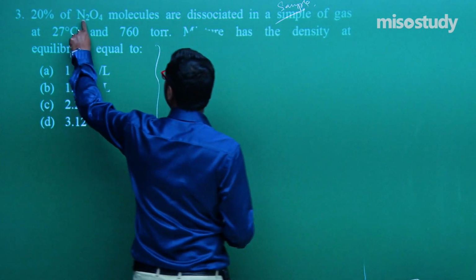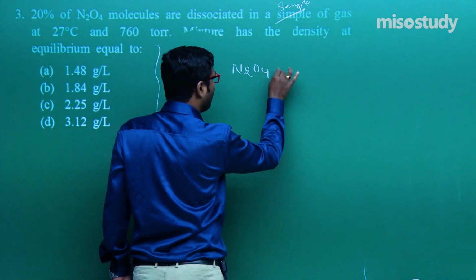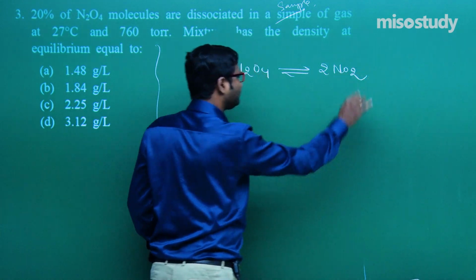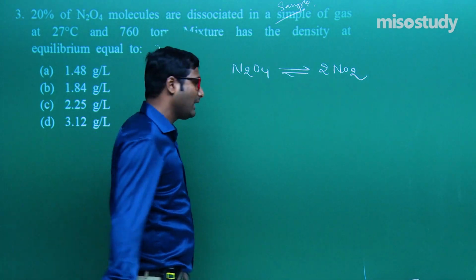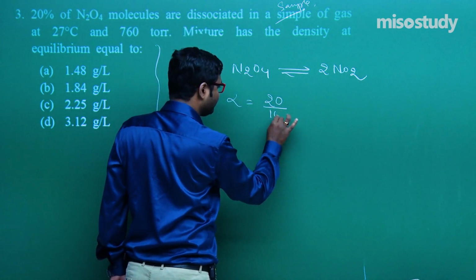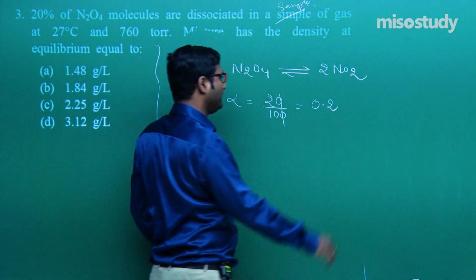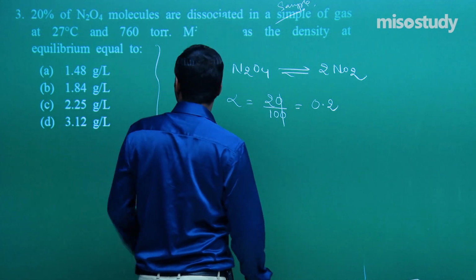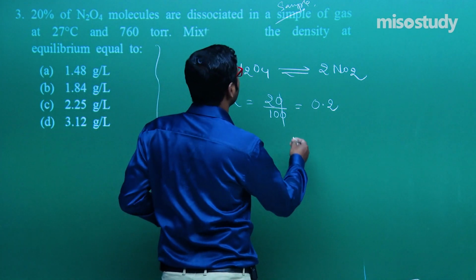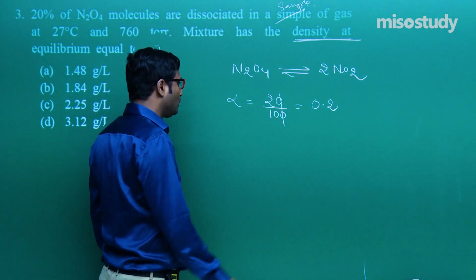What is given here? Dissociation. That is, definitely N2O4 dissociates into 2NO2. This is the simple thing. Clear? Now, where is alpha? That is 20 upon 100, that is 0.2. Am I right? Now, what to find? We have to find the density of the mixture at equilibrium.